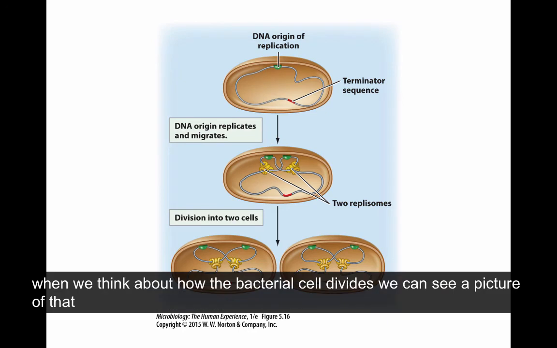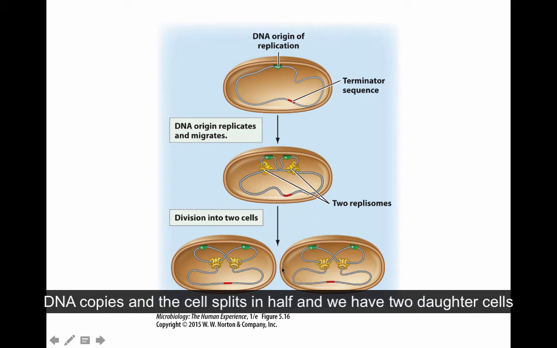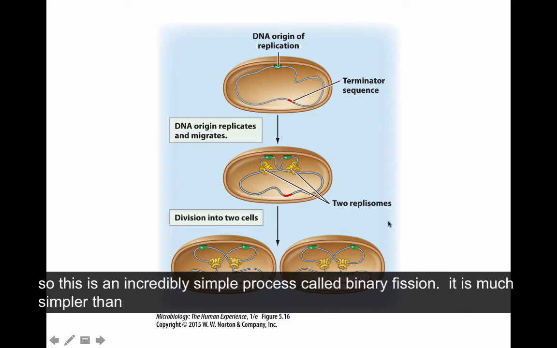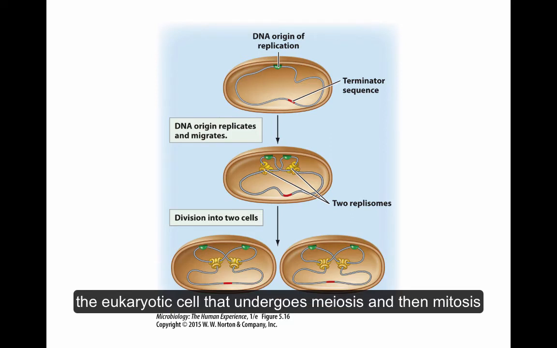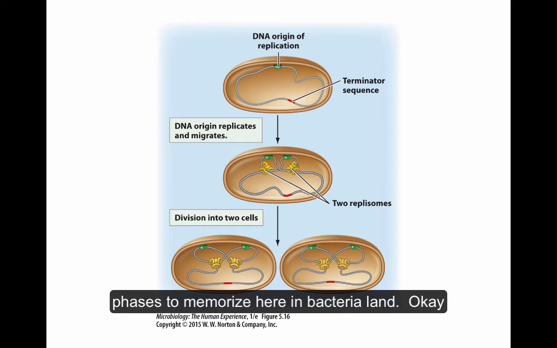When we think about how the bacterial cell divides, we can see a picture of that here. So here's the origin of replication, the DNA copies, the bacteria divides and splits in half, and we have two daughter cells. So this is an incredibly simple process called binary fission. It's much simpler than the eukaryotic cell, which undergoes meiosis and then mitosis to divide its cell. No phases to memorize here in bacteria land.